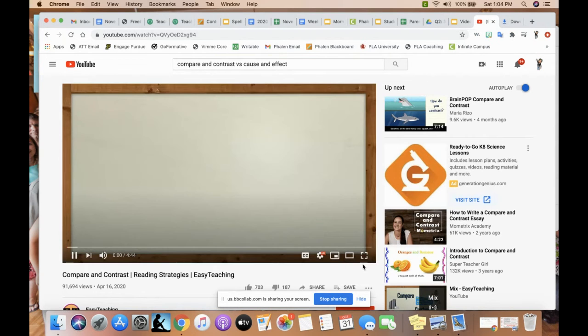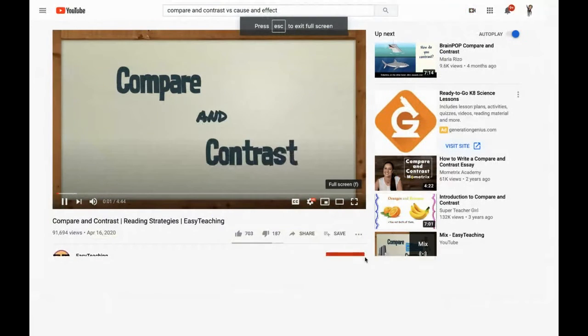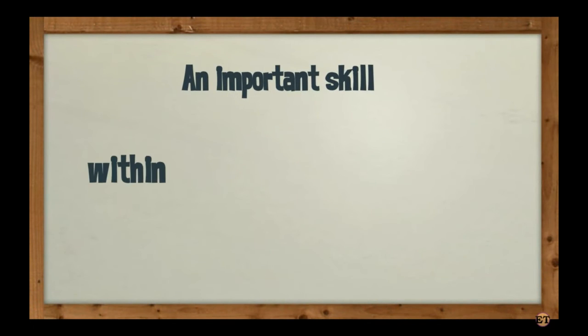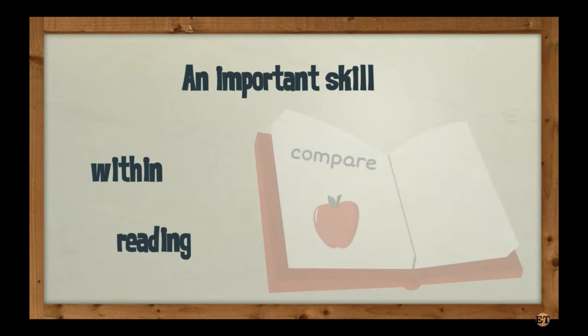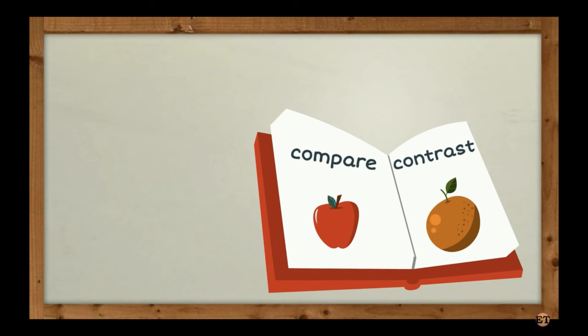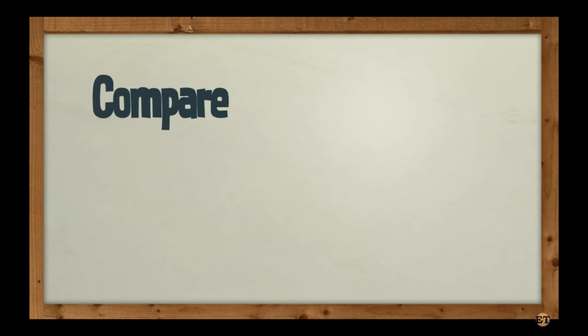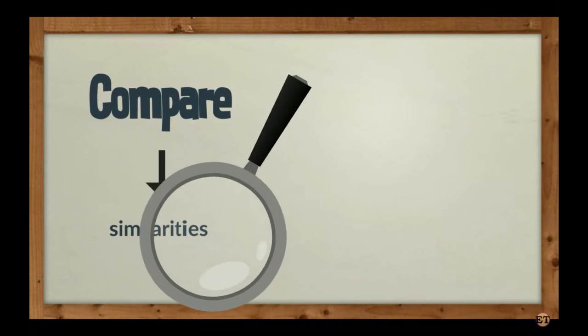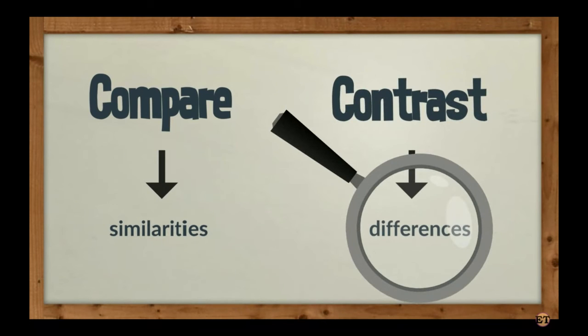Compare and contrast. An important skill with reading is being able to compare and contrast. It helps us to organize information more efficiently. It's also an important skill in our everyday lives. What does compare and contrast mean? To compare means to identify similarities between two or more things. To contrast means to identify differences.